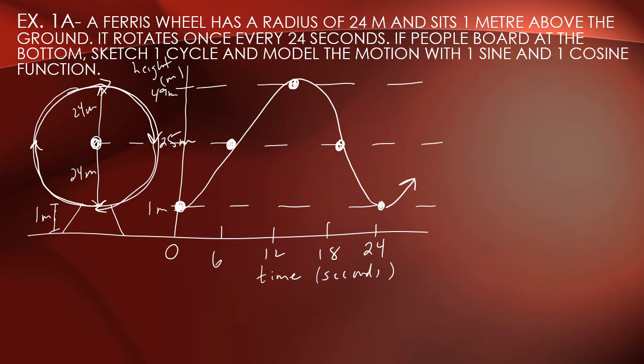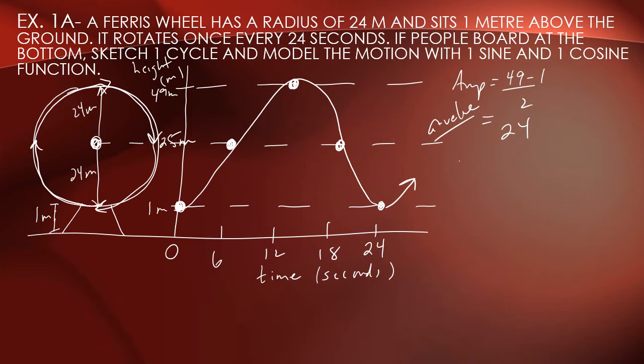So let's model this with one sine and one cosine function. So let's start with our amplitude. Max minus min. 49 minus 1 divided by 2, 48 divided by 2 is 24. Well, we see 24 somewhere else. Where else do we see 24? Our radius. When it comes to Ferris wheels or other circular motion questions, the radius is always going to be your A value or your amplitude. So there's our A value.